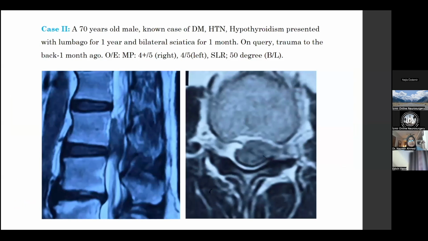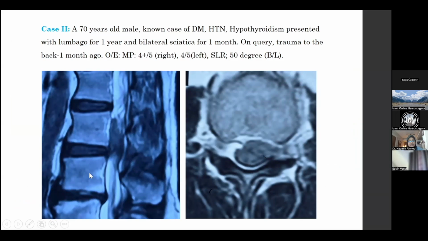Our second case was a 70-year-old male patient who is a known case of diabetes mellitus, hypertension, and hypothyroidism. This patient presented with lumbago for 1 year and bilateral sciatica for 1 month, with gait difficulty for the last 15 days. On query, he gave a history of trauma to the back 1 month ago. On examination, muscle power was 4 out of 5 on the left side, and SLR was 50 degrees bilaterally.